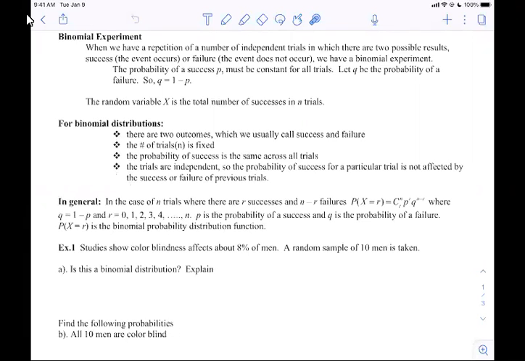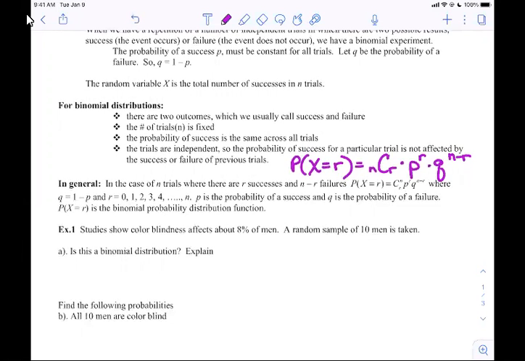In general, in the case of N trials where there are R successes and N minus R failures, we're going to write it up here so you can see it a little better. The probability of X being that success, there's a formula. It's NCR times P to the R power times Q to the N minus R. Now I'm going to show you a different way to do this that you don't really have to do this way, but this is technically where it's coming from.